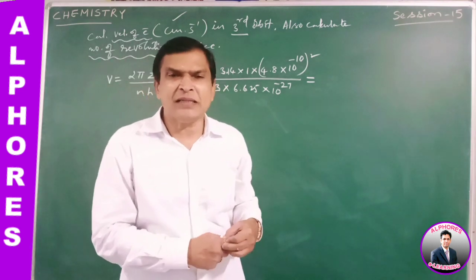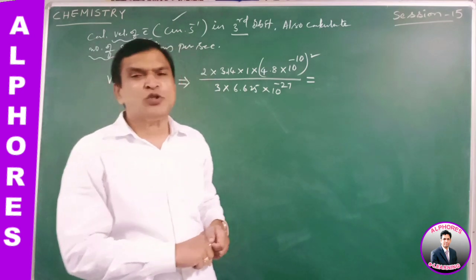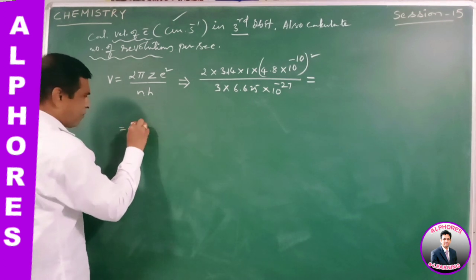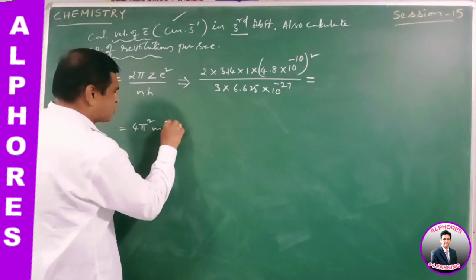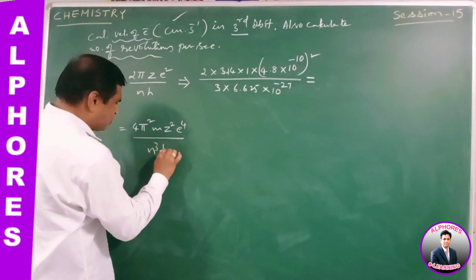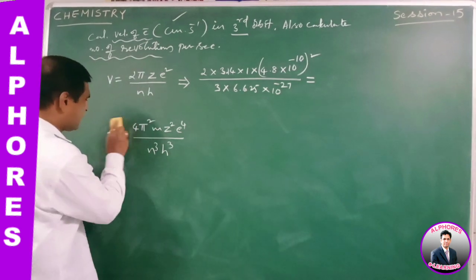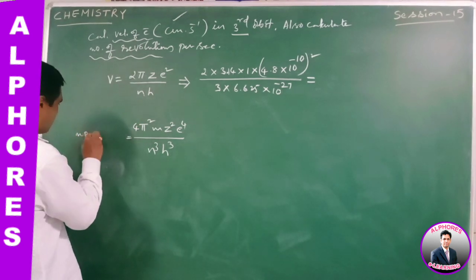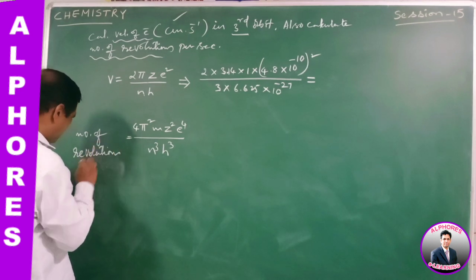Now similarly, the number of revolutions made by the electron around the nucleus per second. The number of revolutions formula is 4 pi square m z square e to the power 4 by n cube h cube. The derivation part we already explained, we have already done the derivation. So now it is number of revolutions per second.